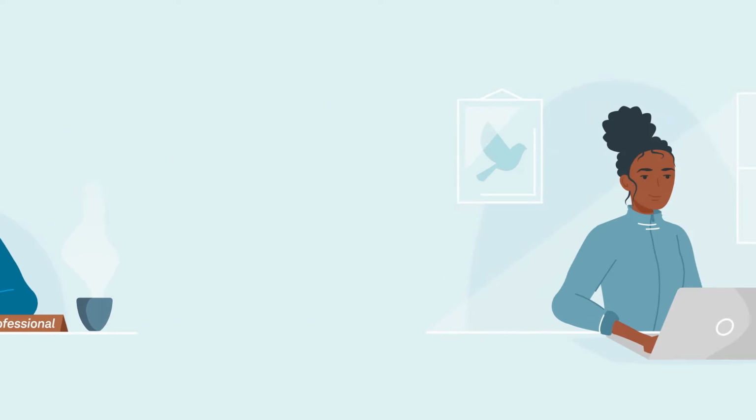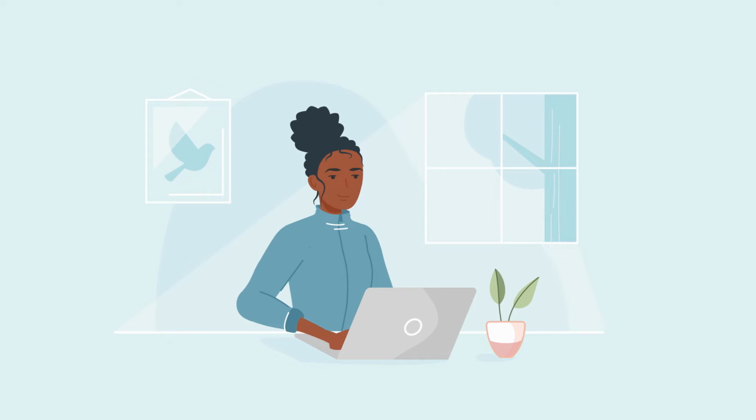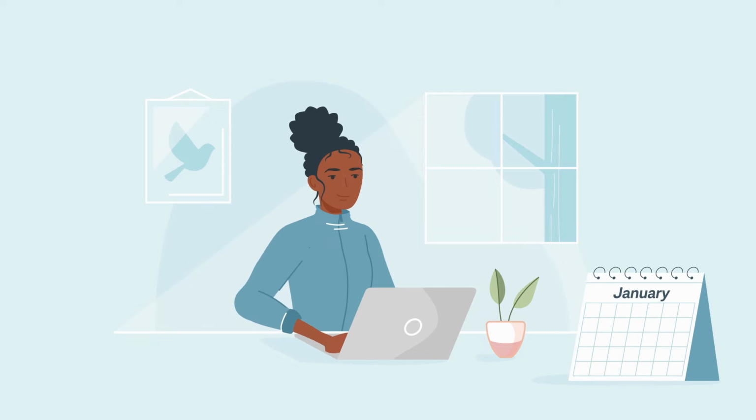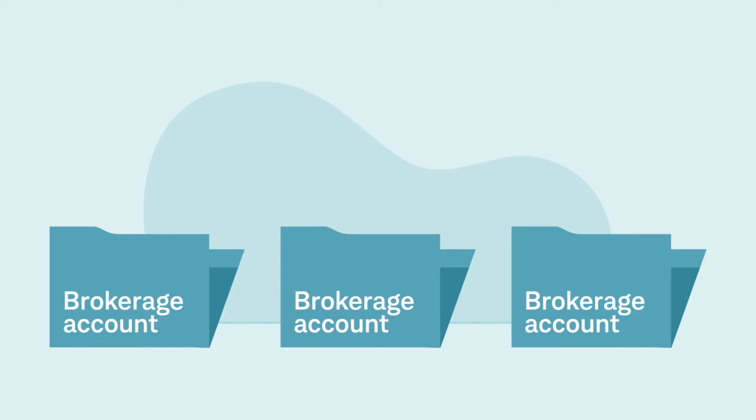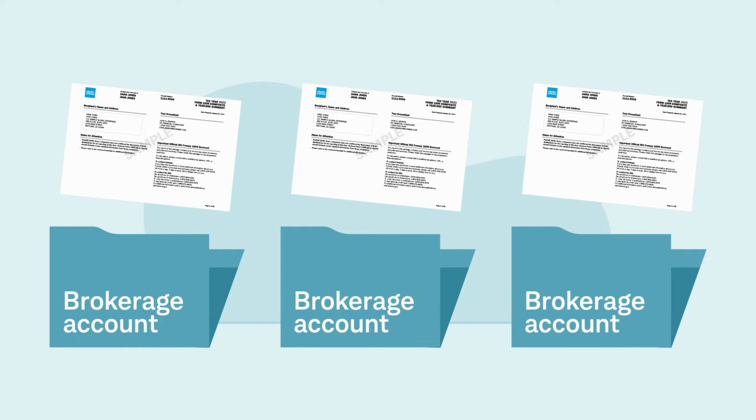Now, when can you expect to receive your 1099? Schwab sends its 1099s in 2 waves. The first wave is typically sent out at the end of January, and the second wave goes out by the February deadline. If you have multiple brokerage accounts with Schwab, you'll receive a 1099 for each account.